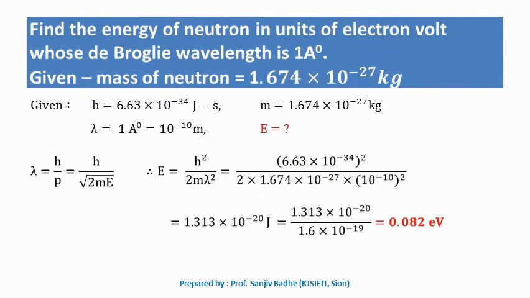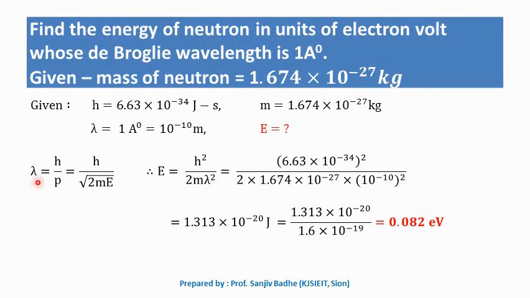This is a simple problem again, in which the energy of a neutron we are supposed to calculate in units of electron volt. So the problem says find the energy of a neutron in units of electron volt whose de Broglie wavelength is 1 angstrom. So the wavelength of the wave associated with the neutron is given as 1 angstrom, that is 10 raised to minus 10 meters. Mass of the neutron is provided as 1.674 into 10 raised to minus 27 kilogram. Planck's constant we know, 6.63 into 10 raised to minus 34 joule second.